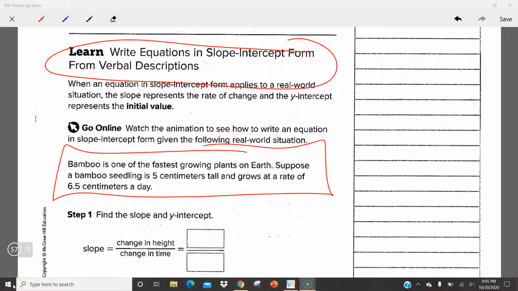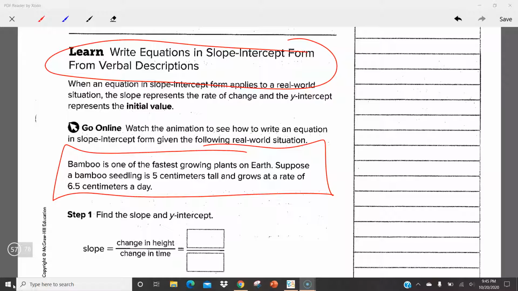Alrighty. One of the things they want you to learn how to do is how to write an equation in slope-intercept form from a verbal description. So if I give you something in writing, for example, this problem here. Bamboo is one of the fastest growing plants on Earth. I did not know that. Suppose a bamboo seedling is 5 centimeters tall and grows at a rate of 6.5 centimeters a day. So essentially, it's going to double from its original size that first day. After that, who knows? But that's a crazy rate.